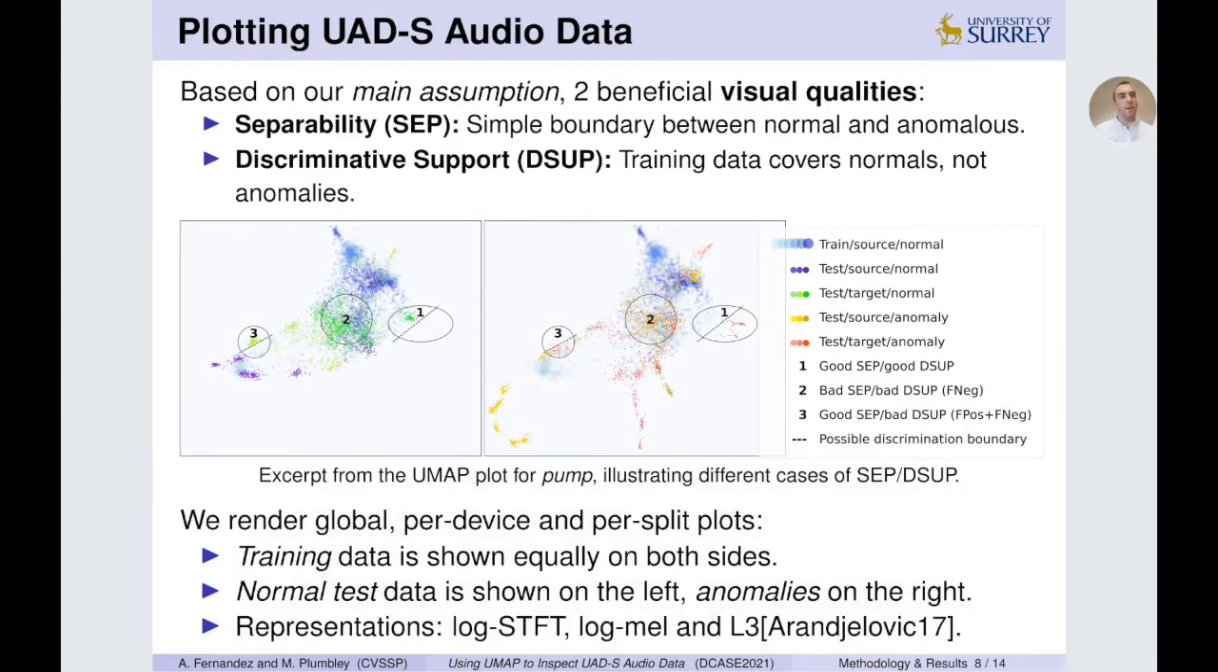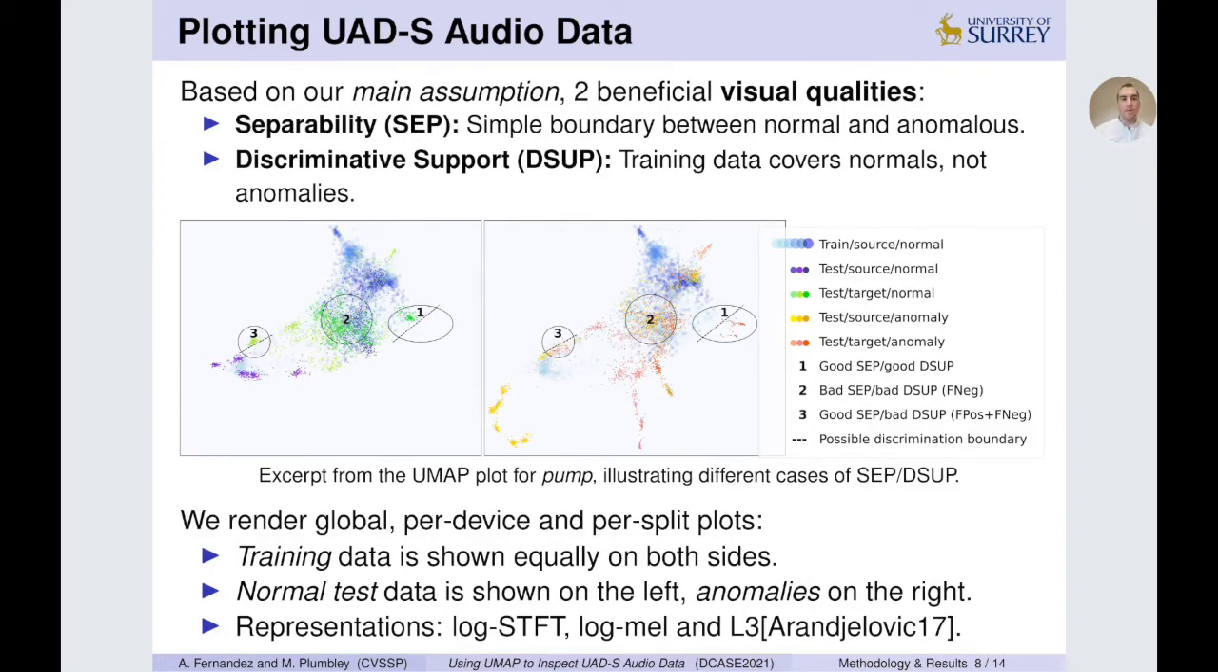So based on our main assumption, we propose to look for two beneficial visual qualities: separability and discriminative support. Separability happens when there is a simple boundary that separates normal and anomalous data, as we have seen. Discriminative support happens when training data covers normal data, but not anomalous data. That way we can use the tight boundary around the training data to discriminate between normal and anomalies.